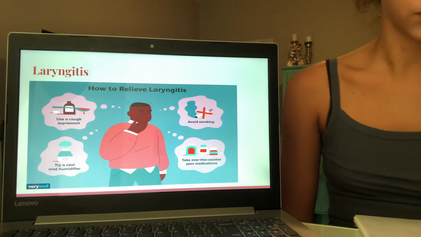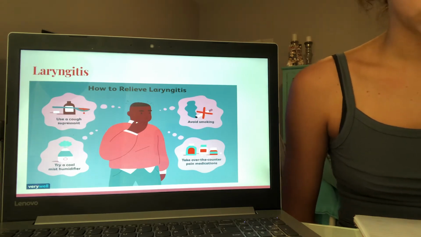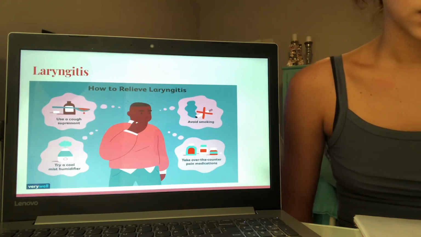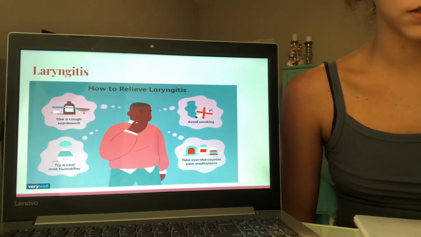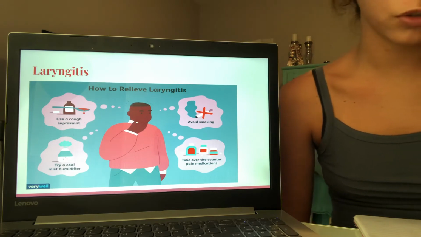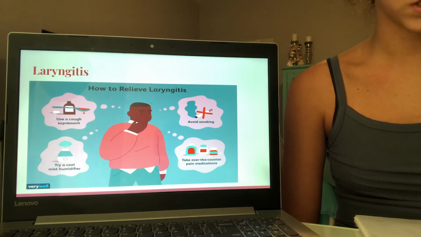Risk factors for laryngitis include having a respiratory infection such as a cold, bronchitis, or sinuses, exposure to irritating substances such as cigarette smoke, excessive alcohol intake, stomach acid, or workplace chemicals, overusing your voice by speaking too much, speaking too loudly, shouting, or singing.